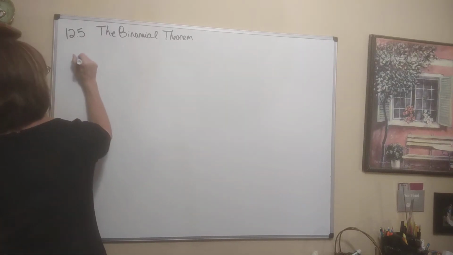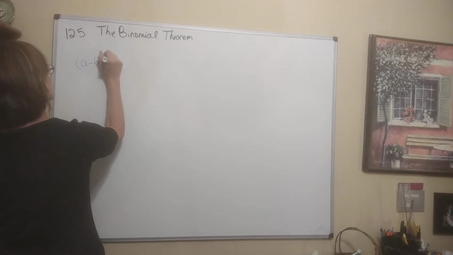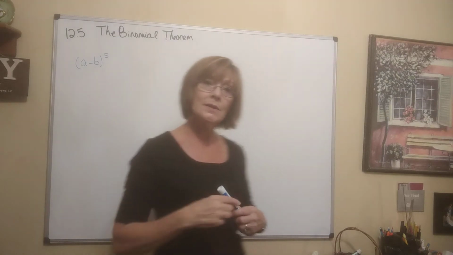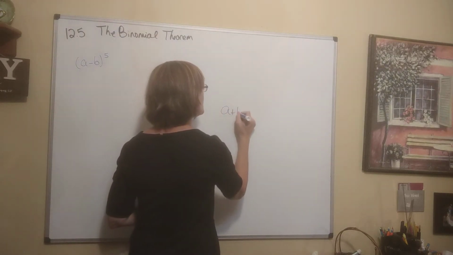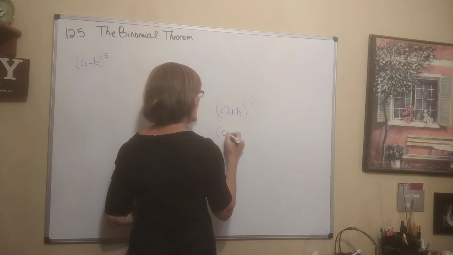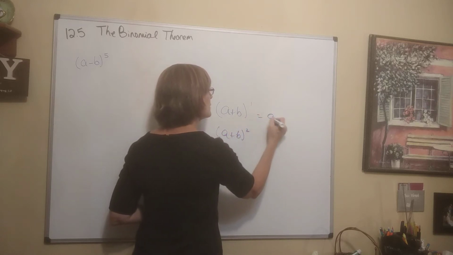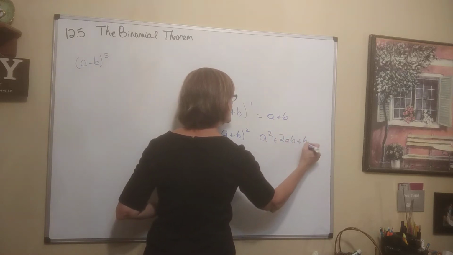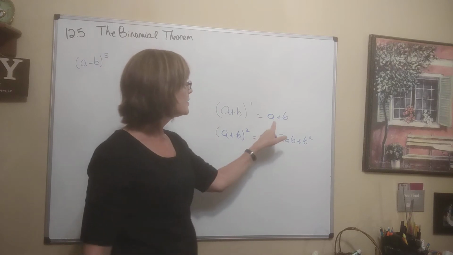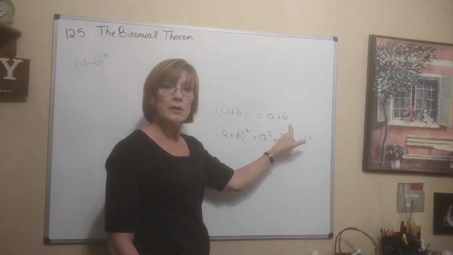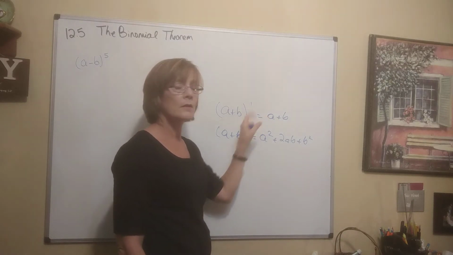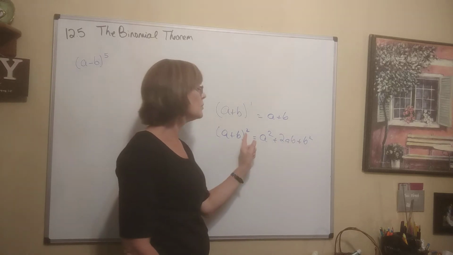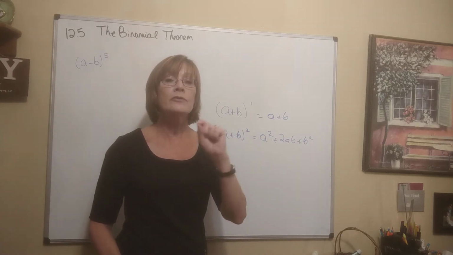Now, before I do this, I want you to look earlier on the notes. When we expanded the term a plus b to the 1st and a plus b to the 2nd, we got a plus b, and we got a squared plus 2ab plus b squared. This is what I want you to take note of. How many terms did this end up being? 2 terms. What was the power? 1. Okay. How many terms do we end up getting? 1, 2, 3 terms. What was the power? 2. This pattern will be throughout.